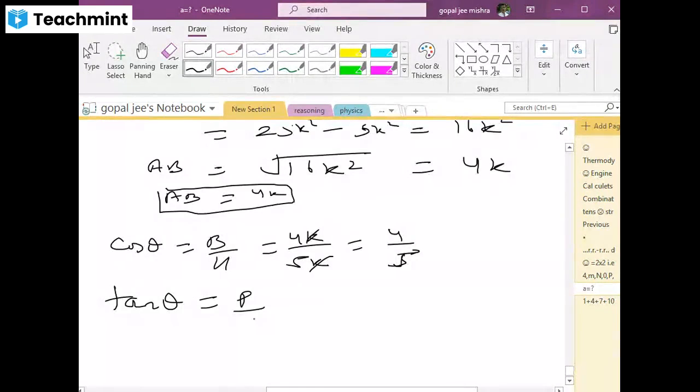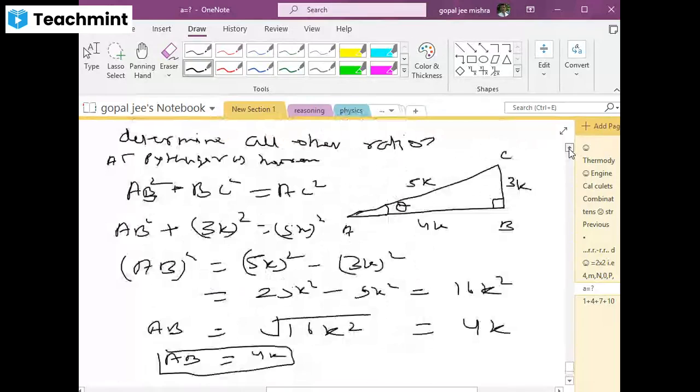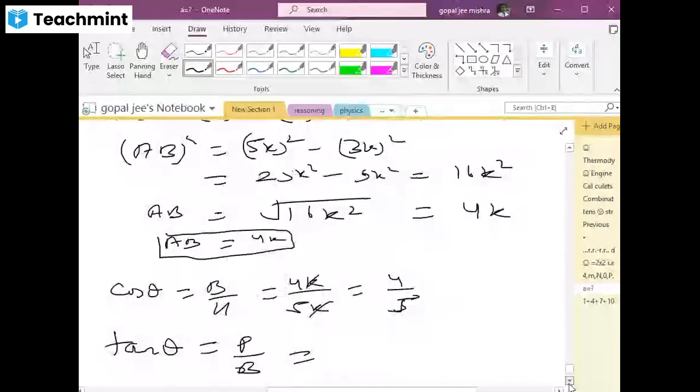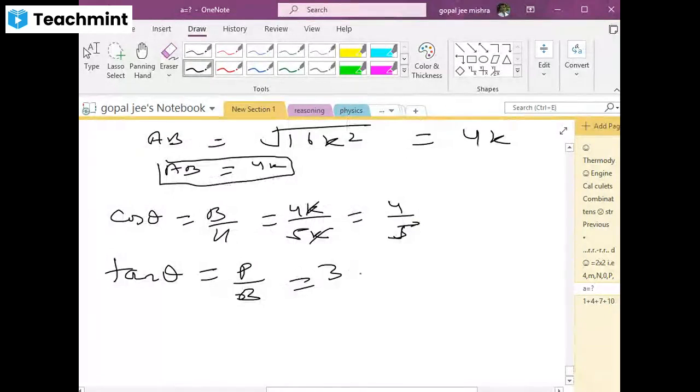You know tan theta. Tan theta is the ratio of perpendicular upon base. We can put the ratios. Perpendicular we are available with. What is the value of perpendicular? That is 3k and base is 4k. I have to put this value. So I will get what? 3k divided by 4k. K will be cancelled. You are getting 3 by 4.